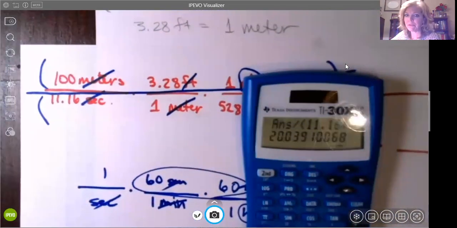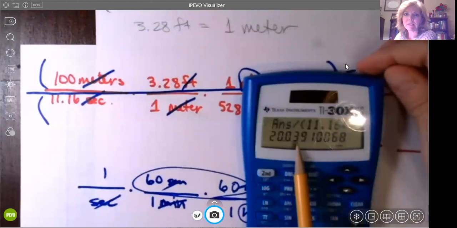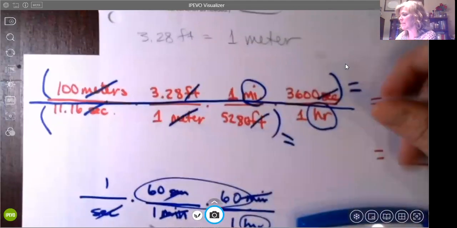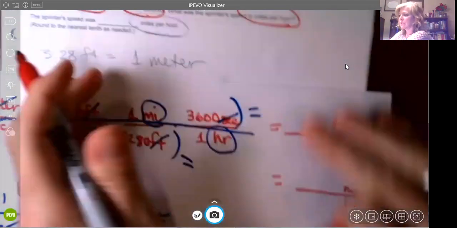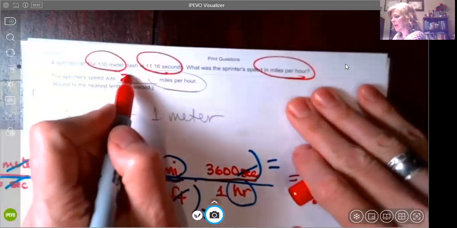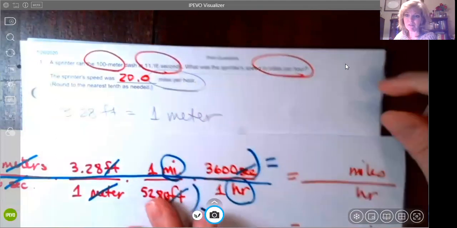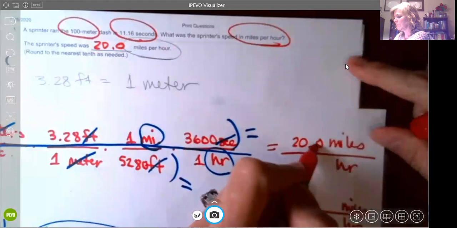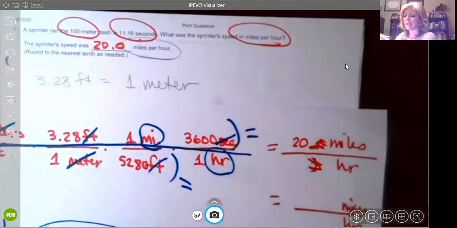So my tenth is this 0 right here. The 3 behind it does not mean I go up. It's not 5 or greater. It means I stay the same. So my final answer is 20.0. On my final answer in my lab math, I'll put 20.0. It's already got the miles per hour, so I'm not going to repeat myself. But over here, I would put 20.0 or 20 miles per 1 hour, or I don't have to.